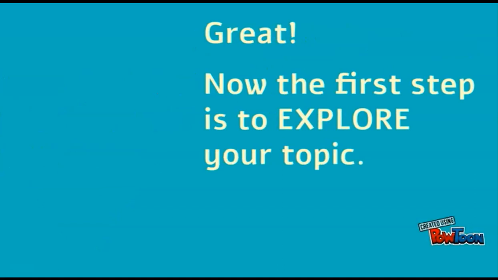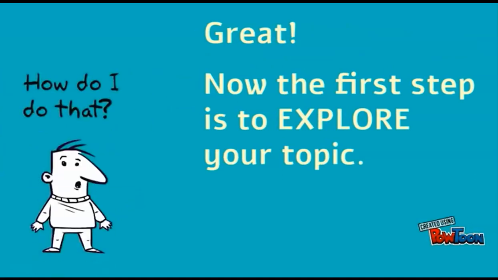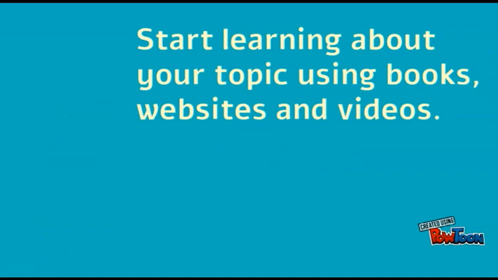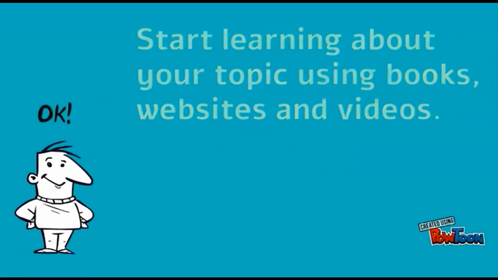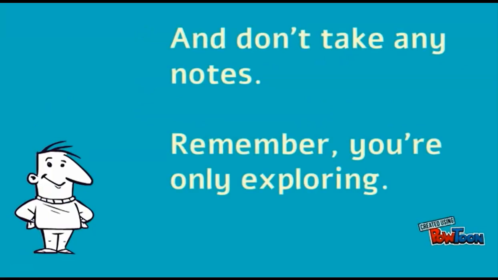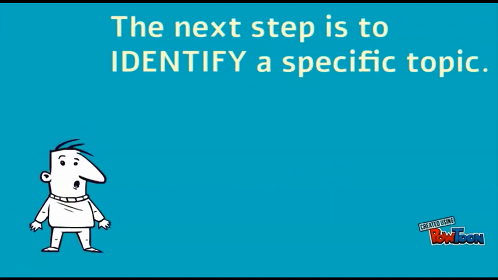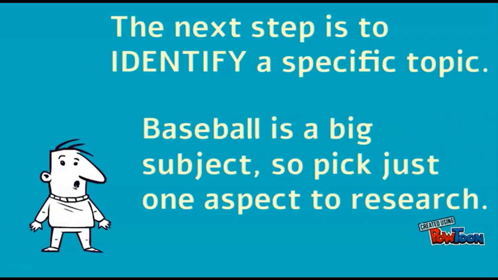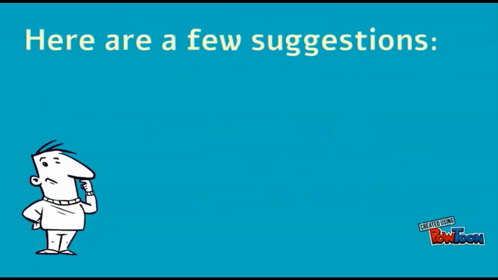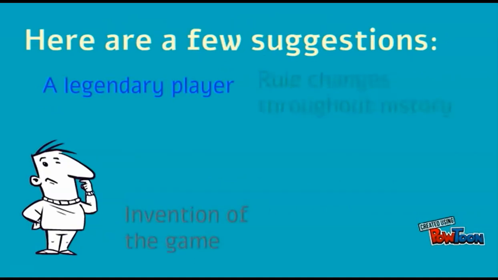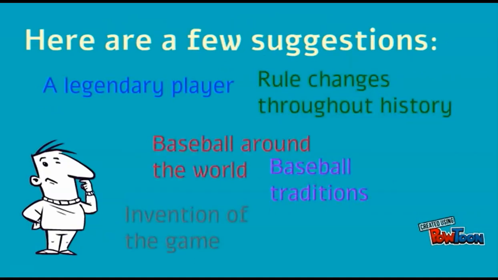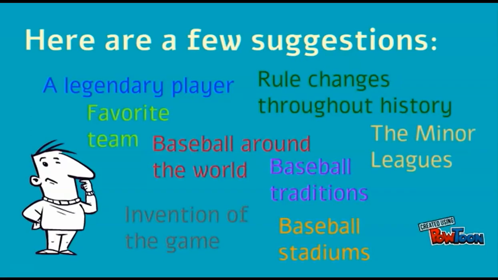Great. Now, the first step is to explore your topic. Well, I can tell you how to do that. Start learning about your topic using books, websites, and videos. Okay, and don't take any notes at this time. Remember, you're only exploring at this point. The next step is to identify a specific topic. So baseball is a very big subject, so you need to narrow that down and pick just one part or one aspect to research. Okay, I can give you some suggestions. A legendary player, invention of the game, rule changes throughout history, baseball traditions, baseball stadiums, baseball around the world, the minor leagues, your favorite team.